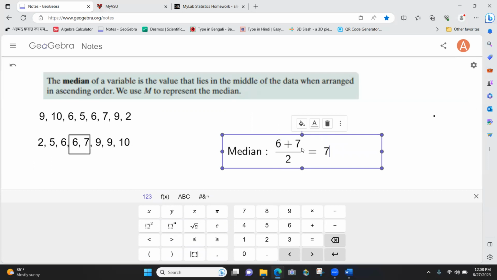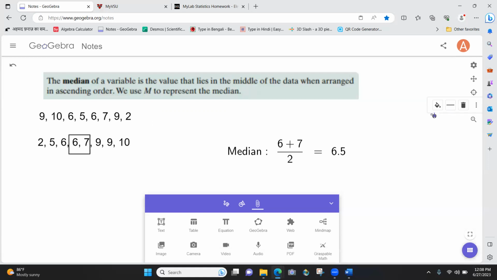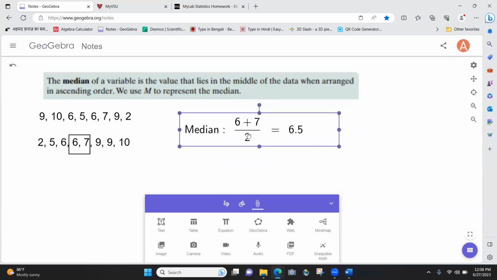6 plus 7 is, I think, 6.5. Of course, you can use your calculator. So that's how we find the median. Okay, not a very difficult concept.